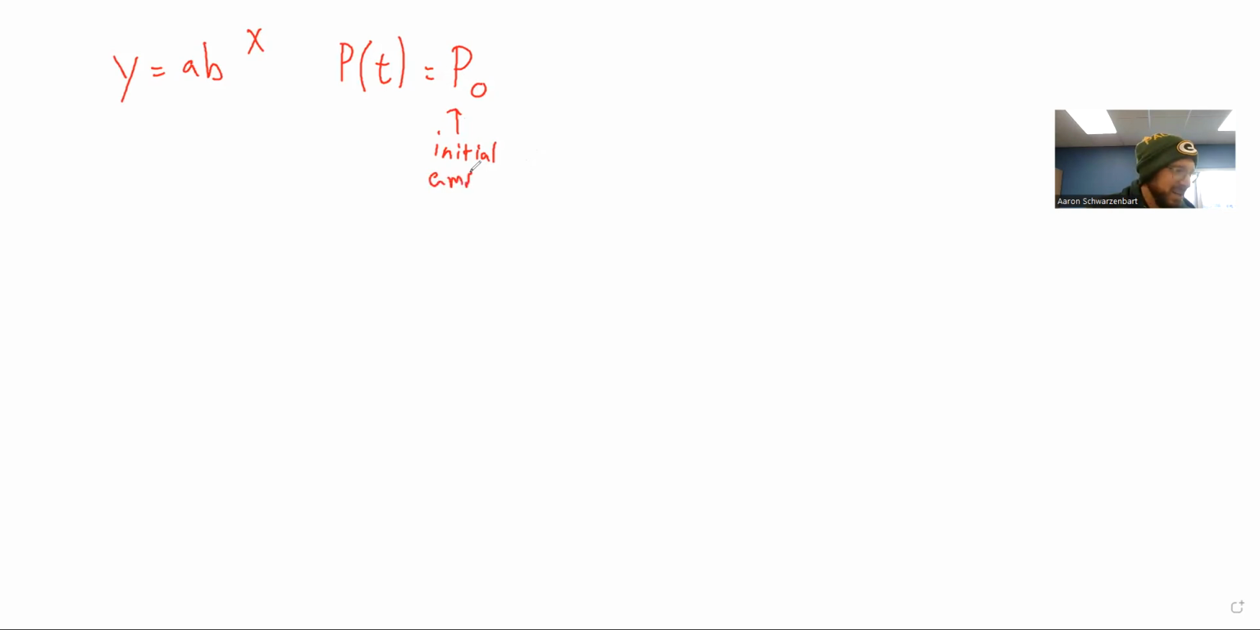Lowercase t is a time. See if I can write amount legibly. Initial amount. Hopefully I'm spelling amount correctly. Then we do 1 plus r. r does have to be as a decimal.